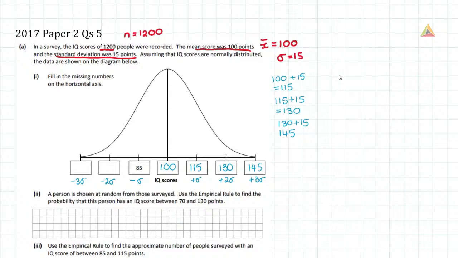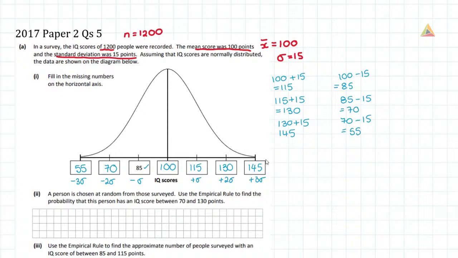So that's all our positive ones where we're adding on our standard deviation. And then we're going to look at subtracting. So we're going to say 100 minus 15. So that gives us 85. So that's the one that's filled in for us, and we know we're on the right track. And then we're going to take away another 15 from that, and that gives us 70. So we can fill in our 70 on this box. And then we're going to take away another 15 from that, and that gives us 55. So that's how we work out what goes in each of those boxes along the bottom of our normal distribution curve.